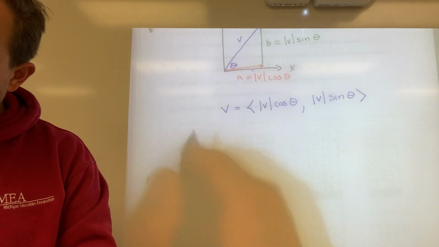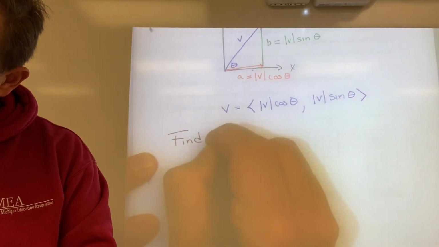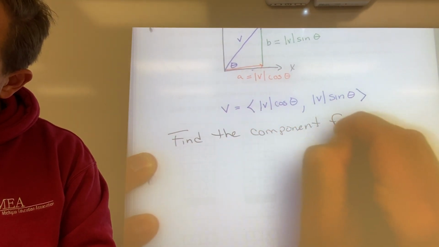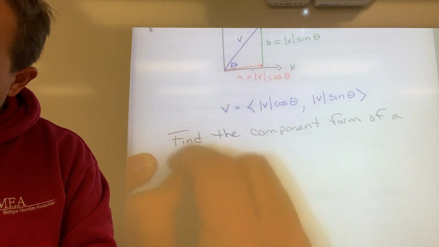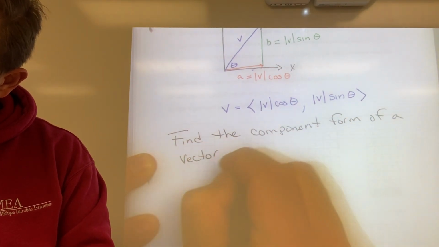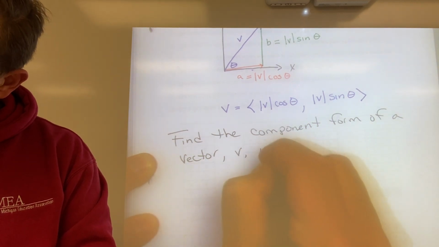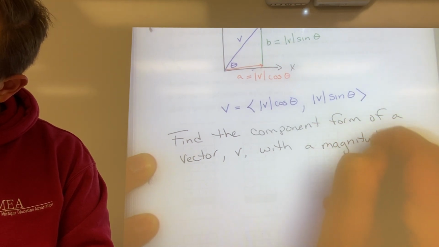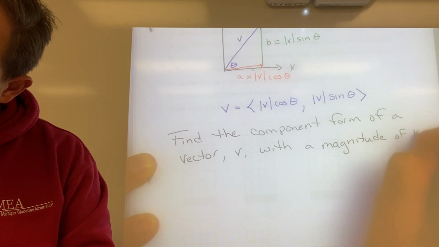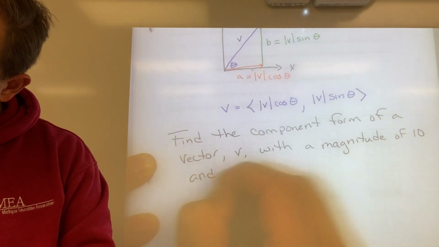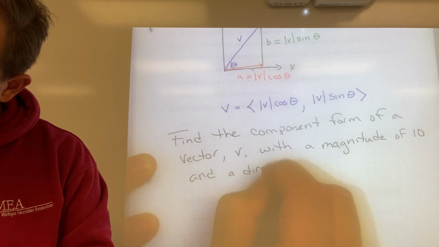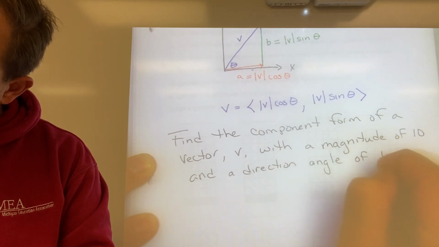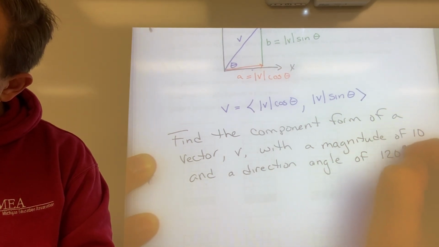So we can find the component form of a vector V with a magnitude of 10 and a direction angle of 120 degrees.